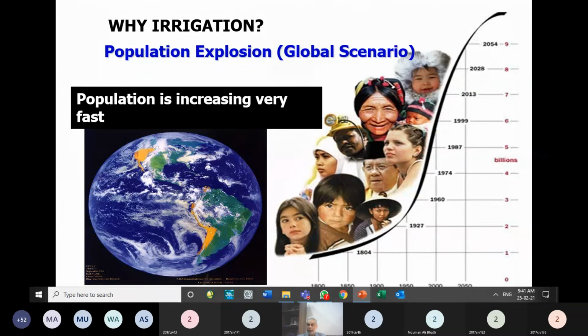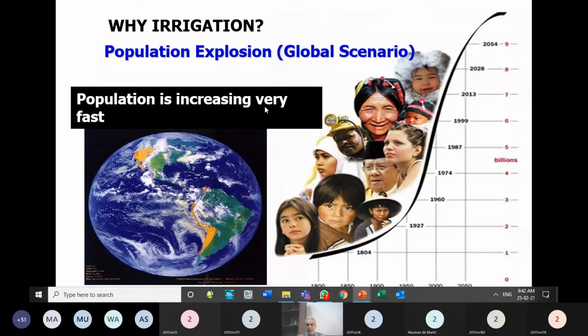So society needs more food and more fiber. Fiber is also required for clothing and textile purposes. Cotton is a fibrous crop, while wheat and rice are food crops.